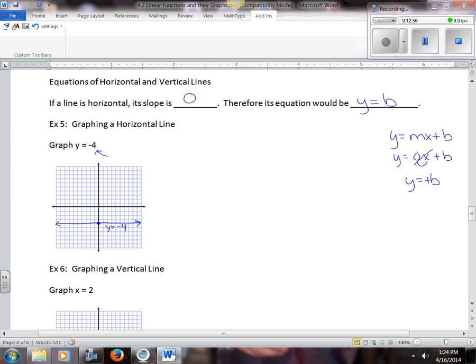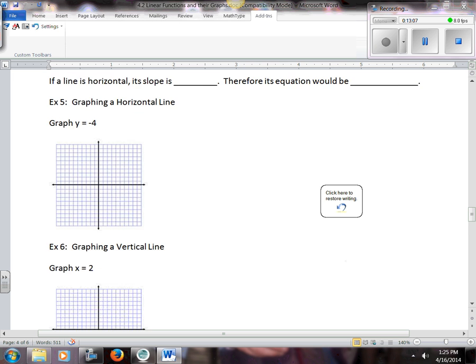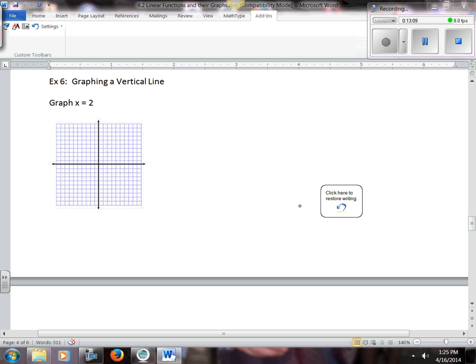An easy way to think about this is if it's y equals, it just passes through the y-axis. It doesn't ever touch the x, unless it's y equals 0. All right, so how would we graph x equals 2? Well, if y equals was horizontal, x equals is going to be vertical. We go over 2, and that becomes a vertical line. Again, only passing through the x this time.